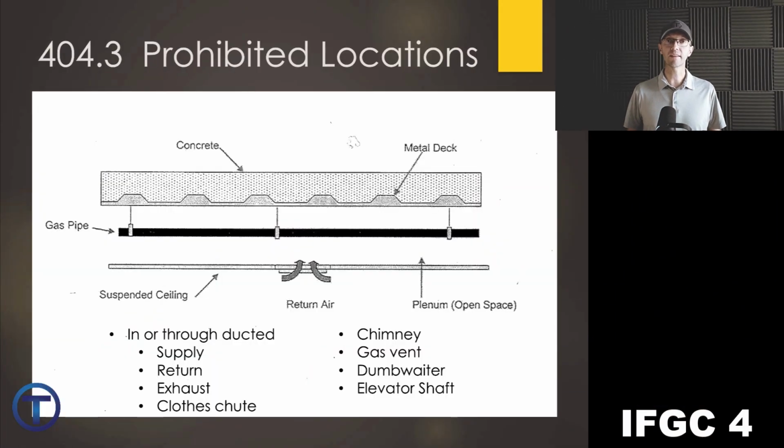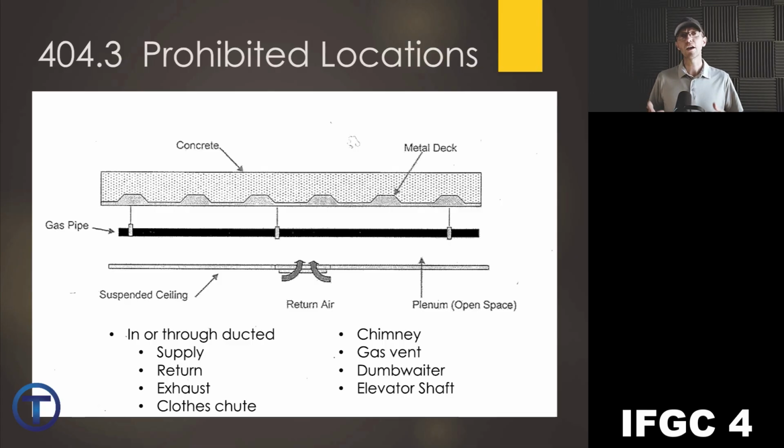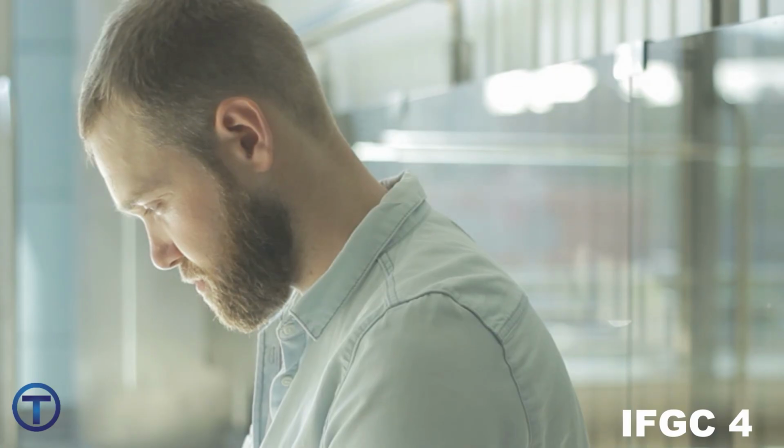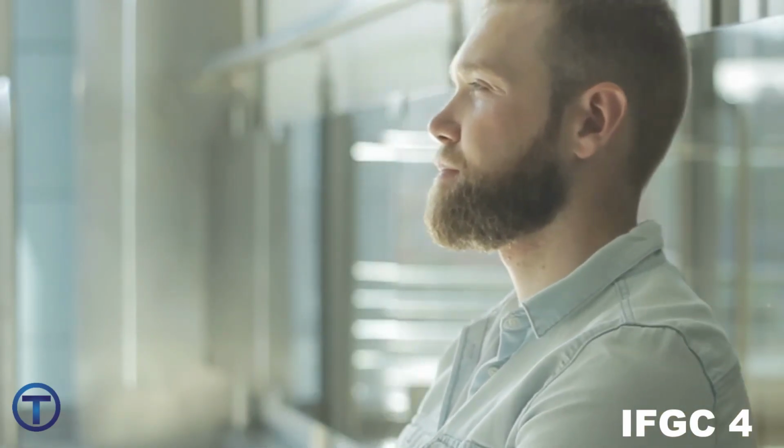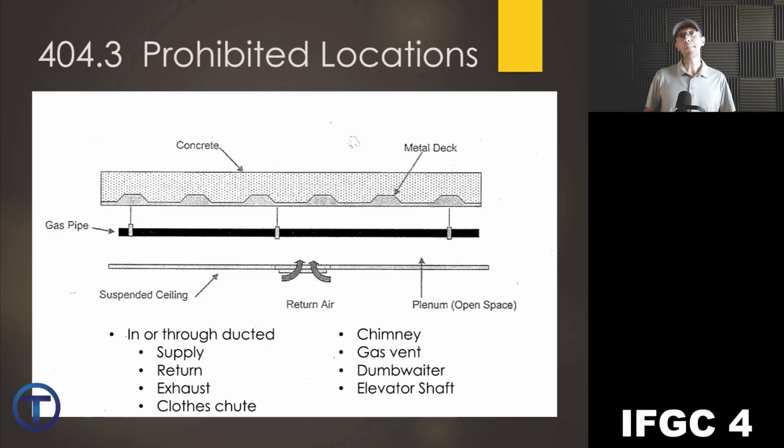404.3 talks about prohibited locations. There are places within a building that we should never run gas pipe. What parts of a building do you think gas pipes should not be installed in? Well, let's think about this. Where should I not run a gas pipe? Anywhere within the building that air can be moved and transferred throughout the building would create a pretty dangerous place if there was a leak, right? The leak gets out, it starts getting pushed through the building, and then we have a huge problem.